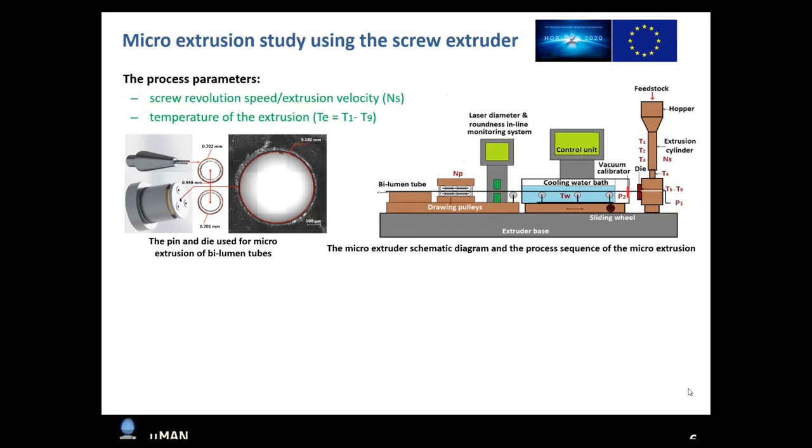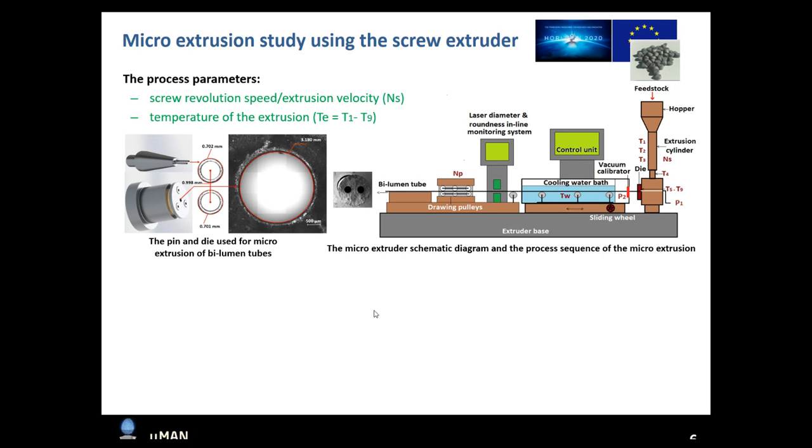The extruder that we use for our study is a screw extruder, and feedstock is put through this hopper, and it will go through this extruder, and it will be extruded through a water bath, and finally we can get a bi-lumen tube.